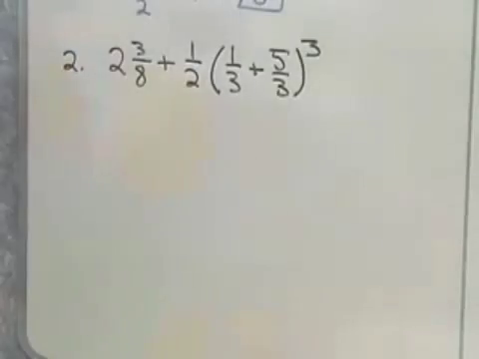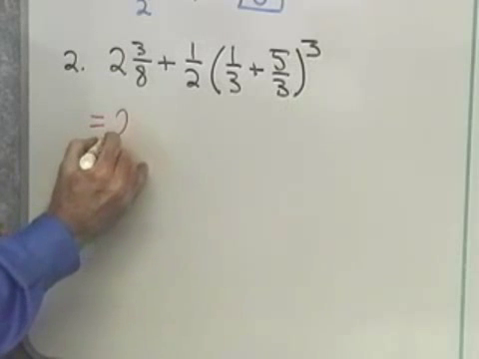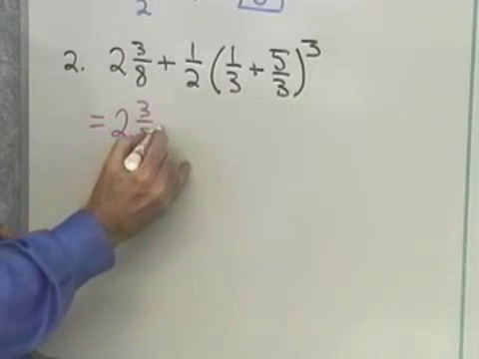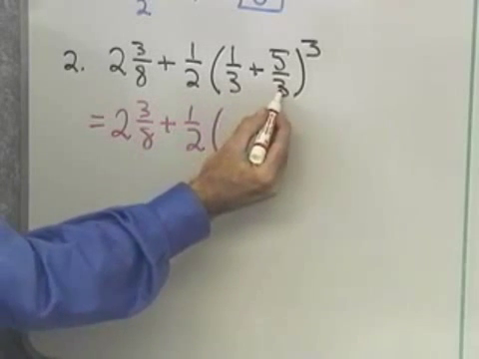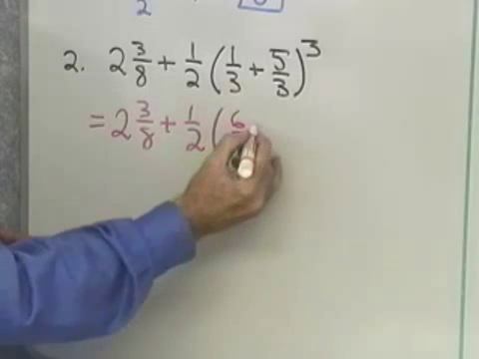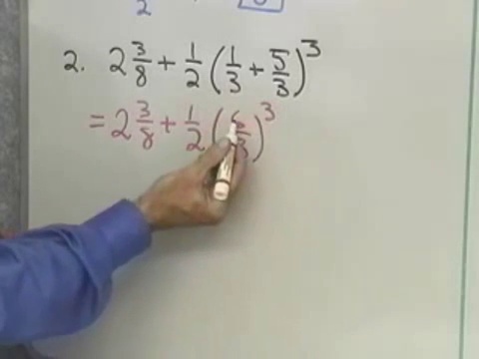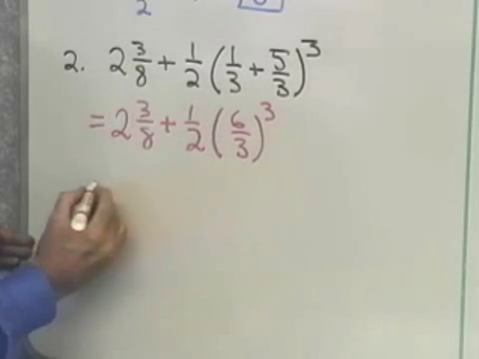Here's another one. Let's see, I need to add inside these parentheses first, and then I'll take care of that exponent. So this is going to be 2 3/8 plus 1/2 times 1/3 plus 5/3 is going to be 6/3. And that's going to be cubed. Now 6/3 I notice is 2, so I'm going to write this as 2 before I cube it.